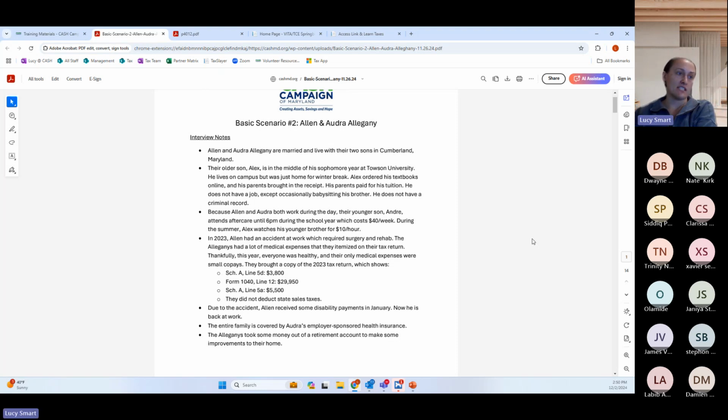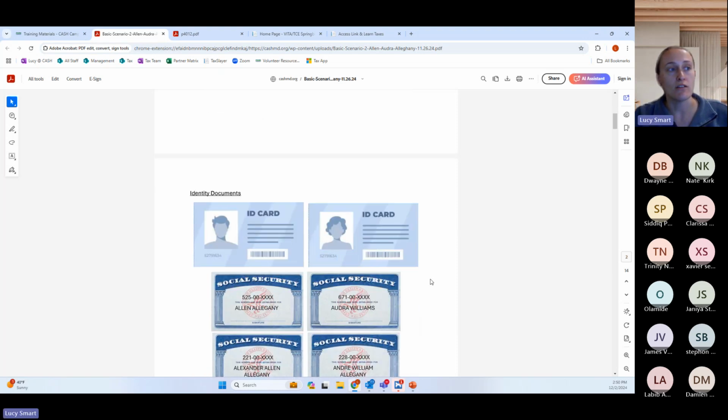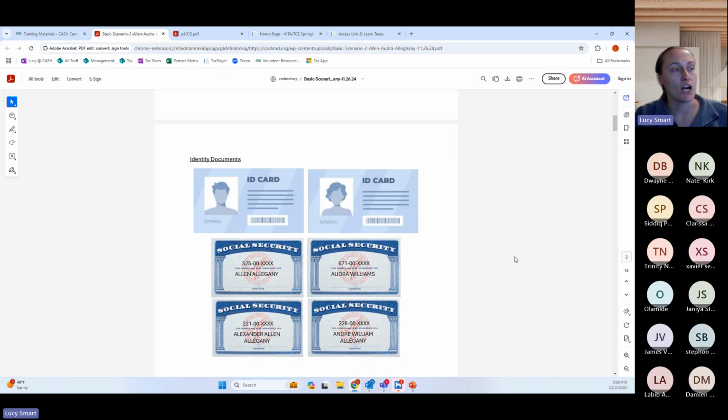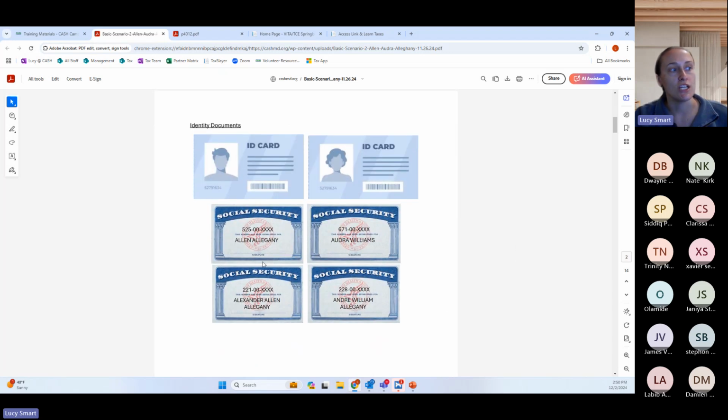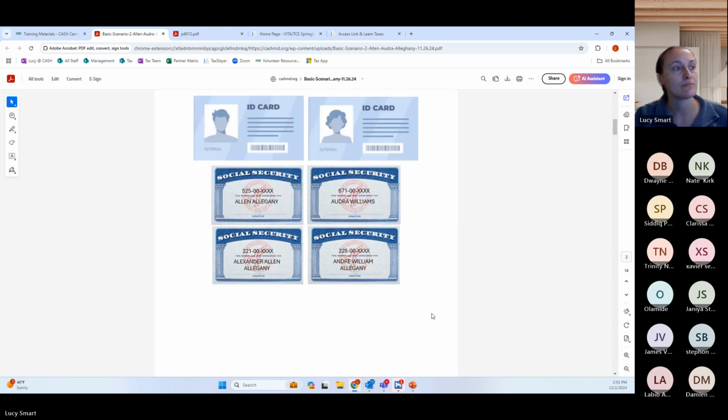Due to the accident, Alan received some disability payments in January, but now he is back at work. The entire family is covered by Audra's employer-sponsored health insurance. And the Alleghenies took some money out of a retirement account to make some improvements to their home. We've also got their identity documents. So we have the ID for the taxpayer and spouse. We've got social security cards for the taxpayer, the spouse, and the 2 children.